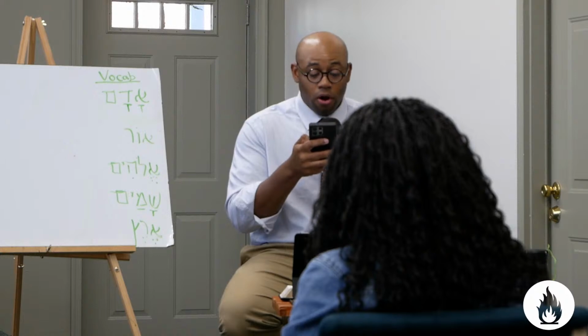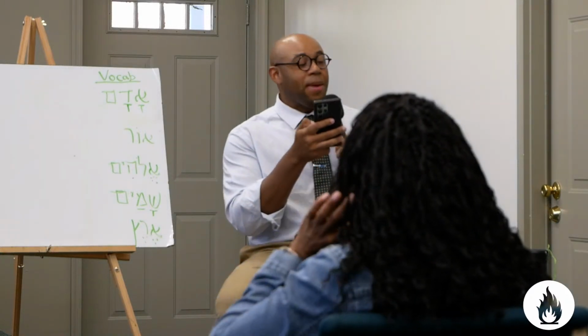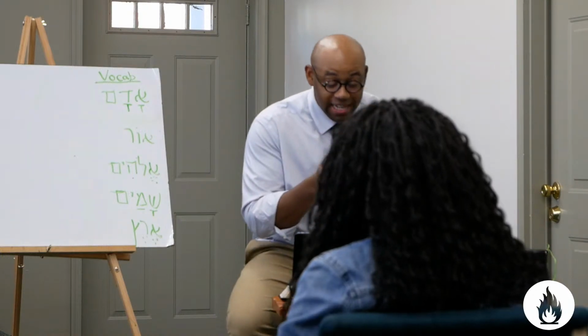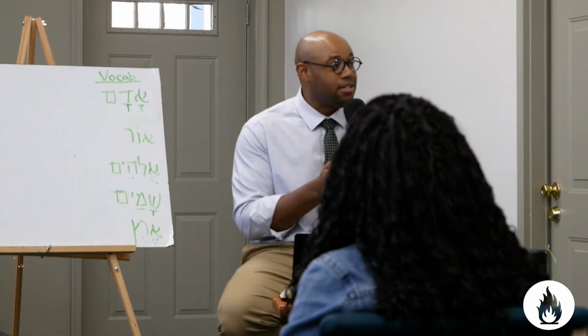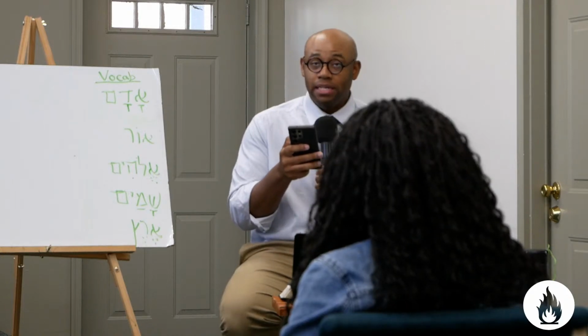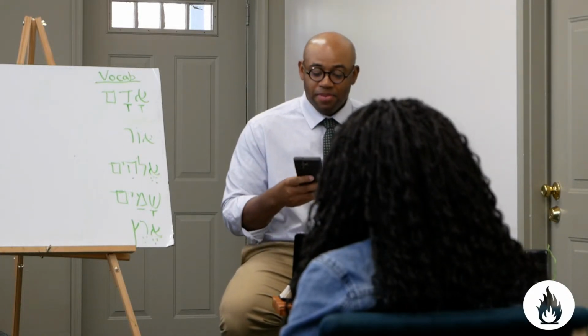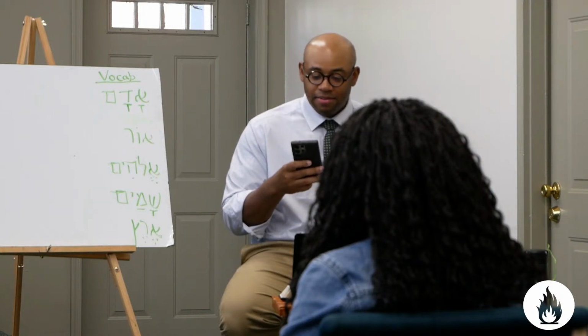Then we have the R, which is the resh sound. This letter is confusing. Depending on where the dot is, it's either sheen or seen. Depends on where the dot is. We'll talk about that when we get into particulars. And the final one is tav, right? And so that's the alphabet.